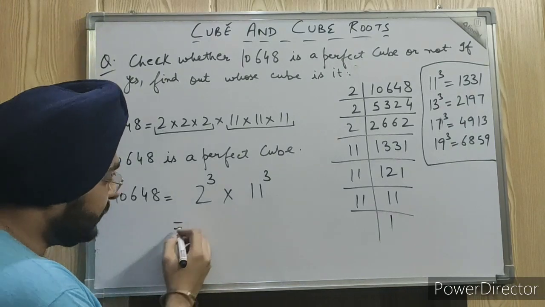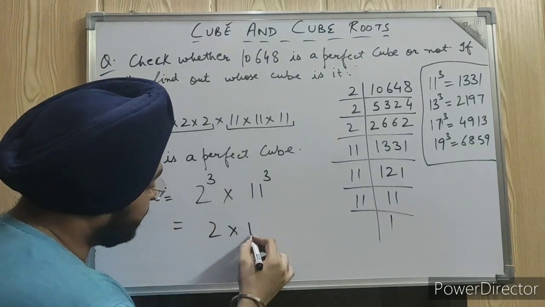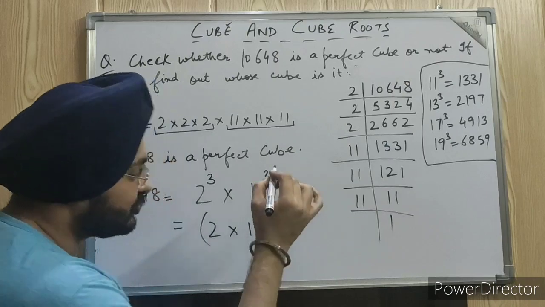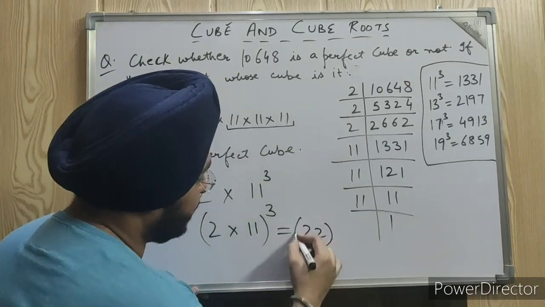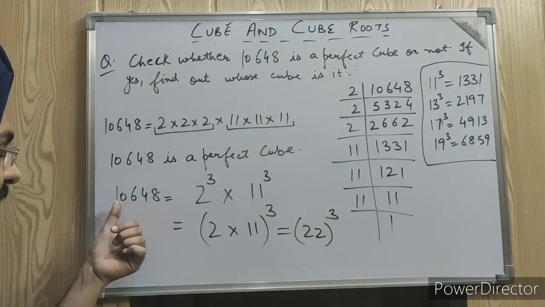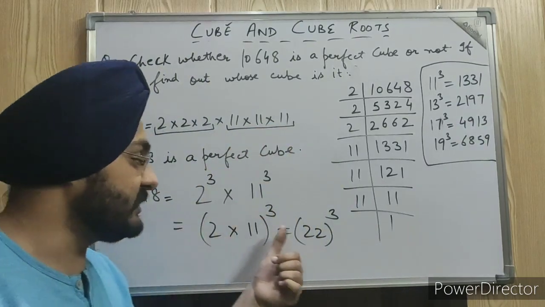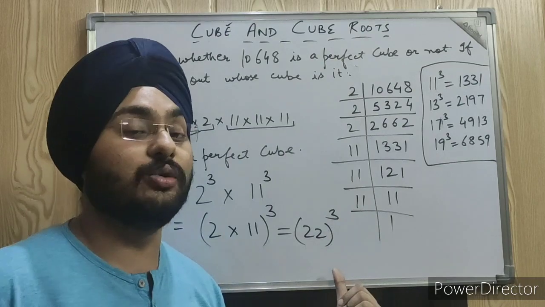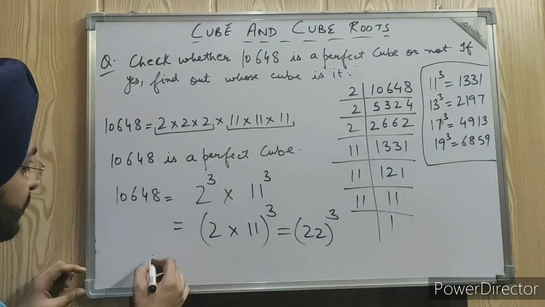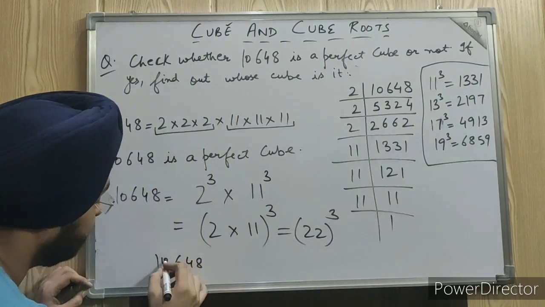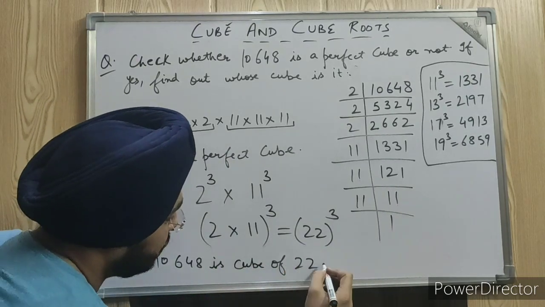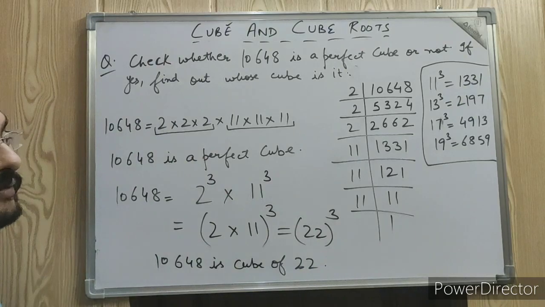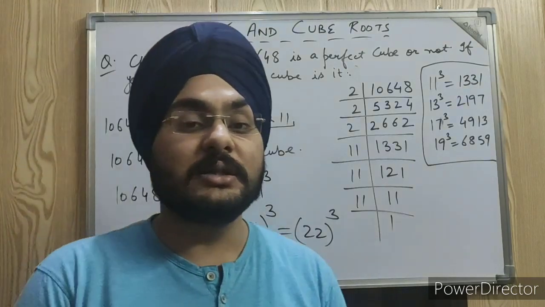In the exponents we have studied here. So can't I write in this way 2 into 11 whole raised to the power 3? Now I can also write 22 raised to the power 3. So I can simply say 10648 is equal to what? 22 cube. So it means 10648 is cube of 22. So in this way we will be solving whose cube is it.